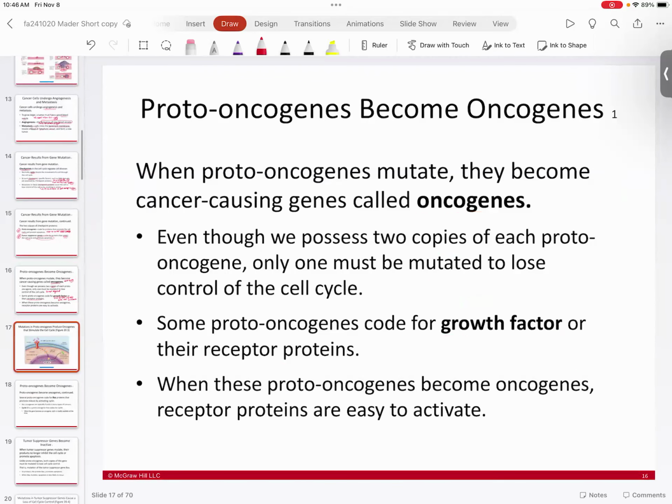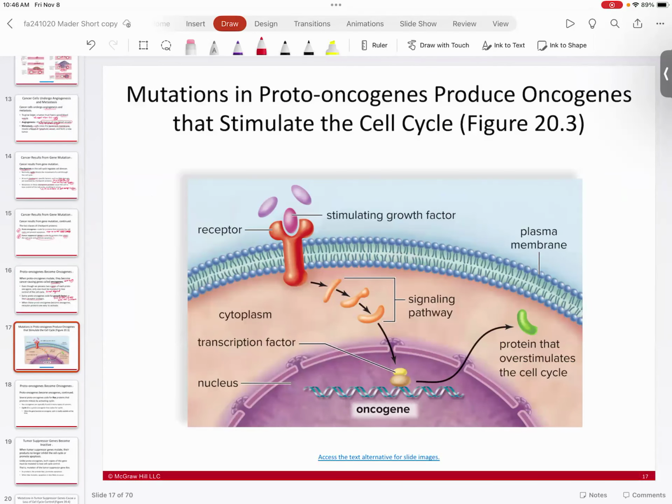These become very, very easy to activate, and this is kind of what it looks like, right? So basically, here's your normal situation. So you have a growth factor that comes in. So here's your growth factor. It'll bind to a receptor on a target cell, and that'll trigger a signaling pathway that'll ultimately communicate and go into the nucleus and communicate a transcription factor whose job it is to basically stimulate the cell cycle genes, right? And these cell cycle genes will turn on and they'll make a protein that stimulates the cell cycle, and then that'll turn cell cycle on. And so that's the normal process of a proto-oncogene.